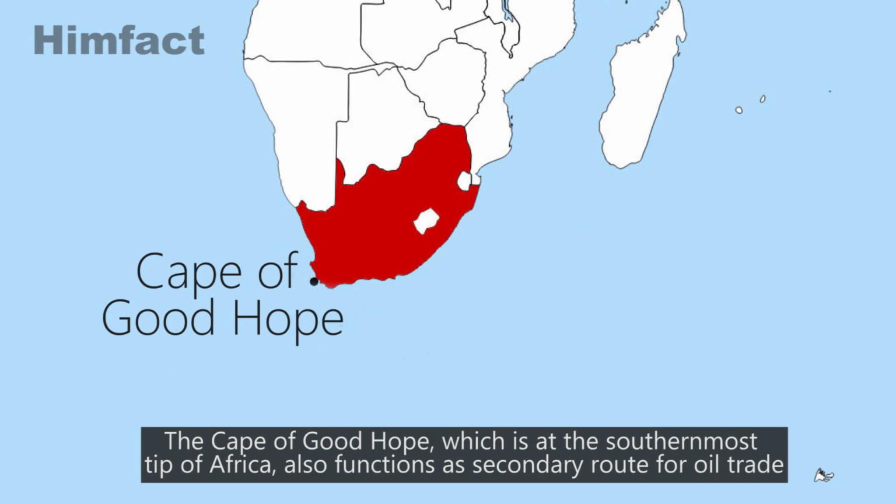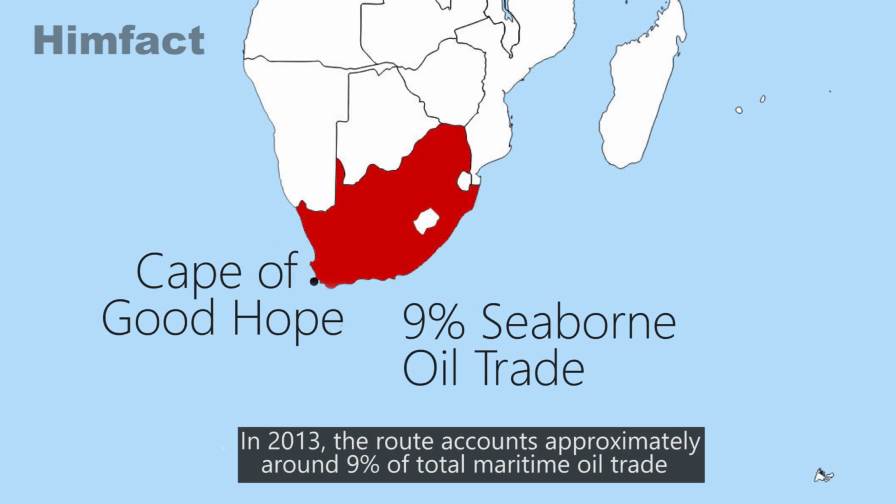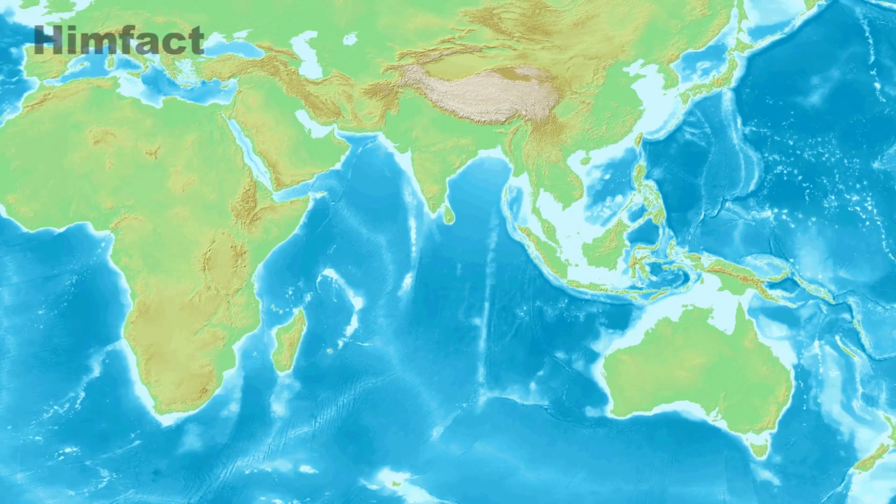The Cape of Good Hope, which is at the southernmost tip of Africa, also functions as a secondary route for oil trade if the primary choke points of the Suez Canal and Bab al-Mandab are closed. In 2013, the route accounted for approximately 9% of total maritime oil trade.